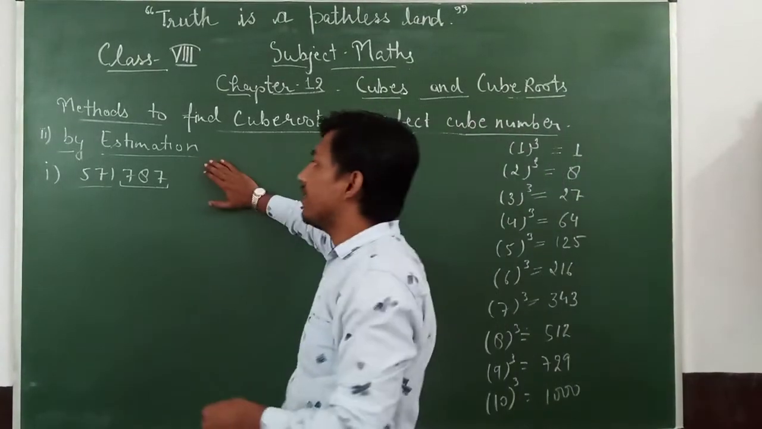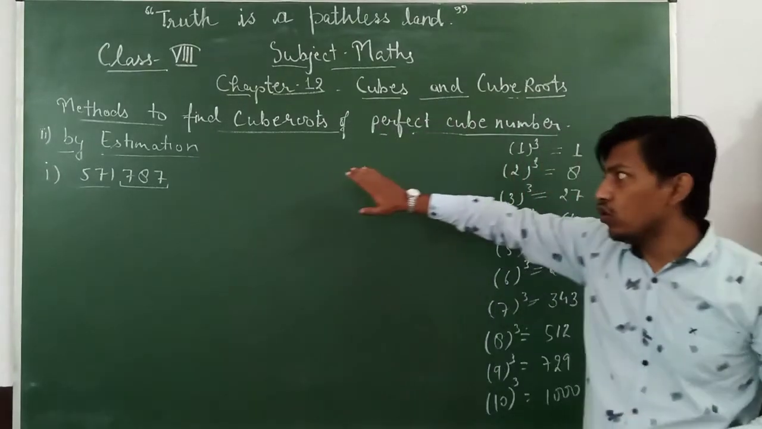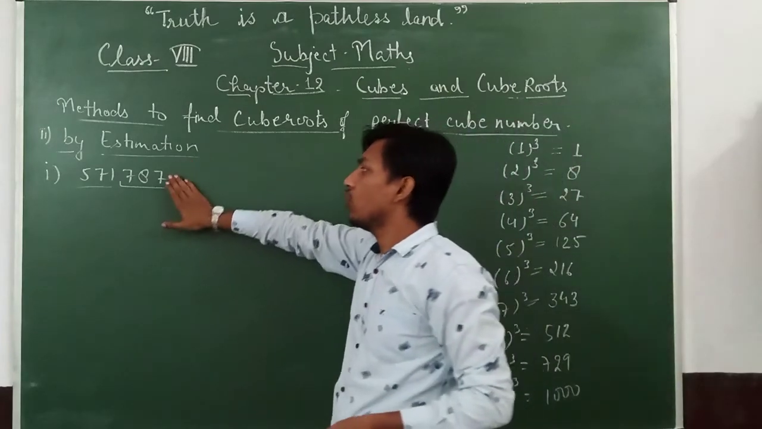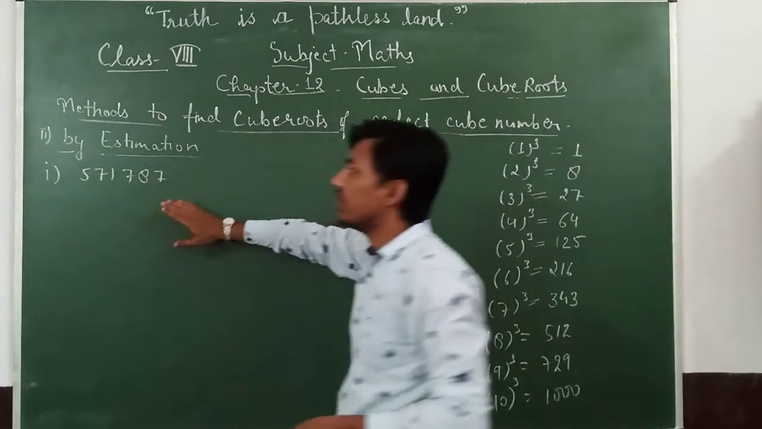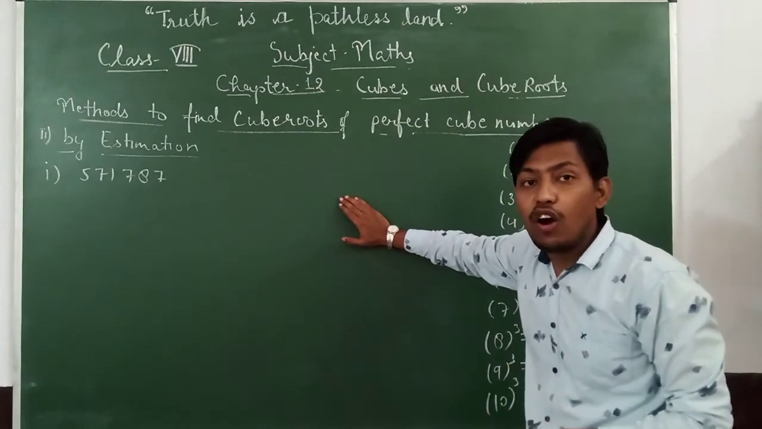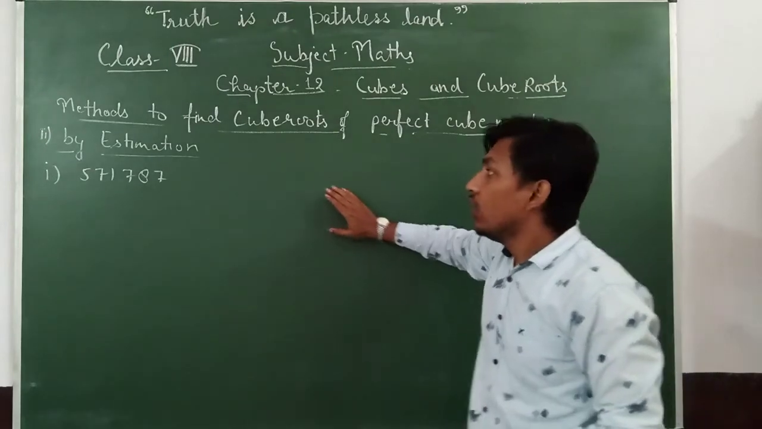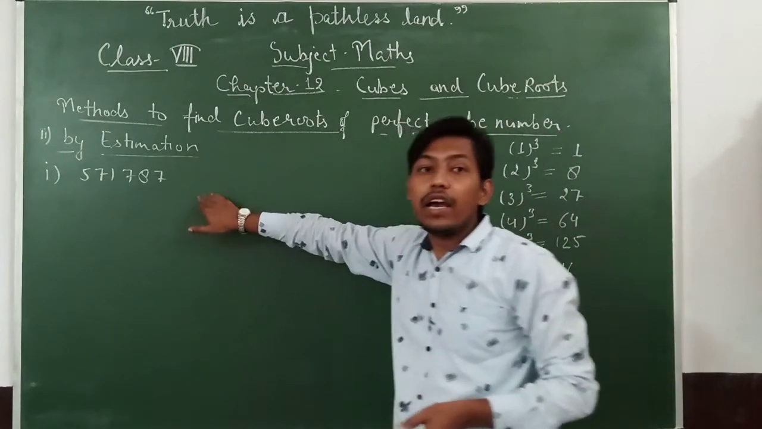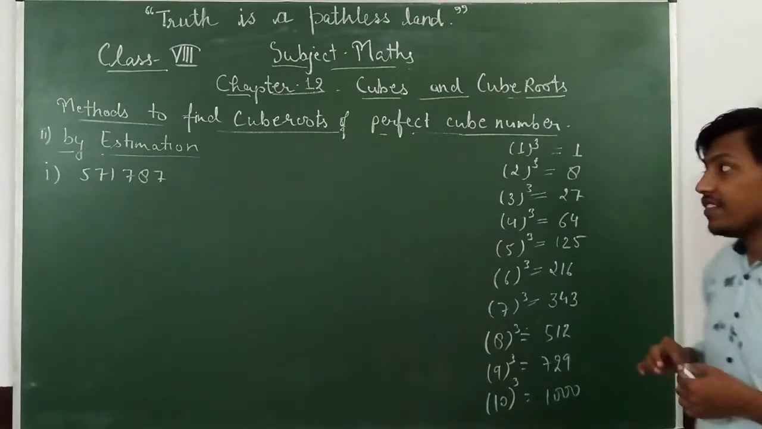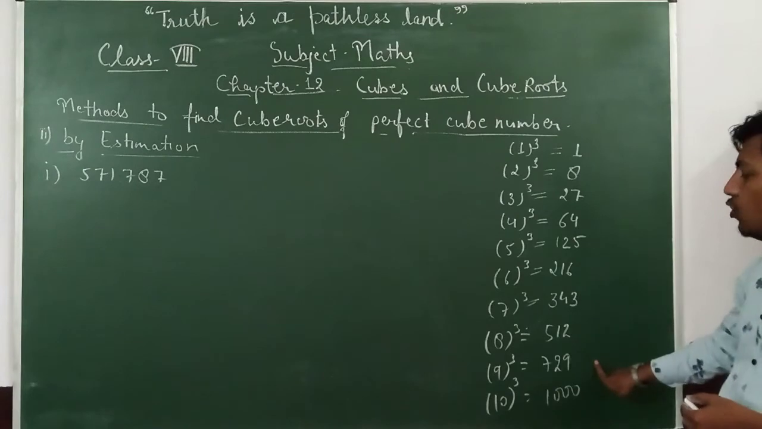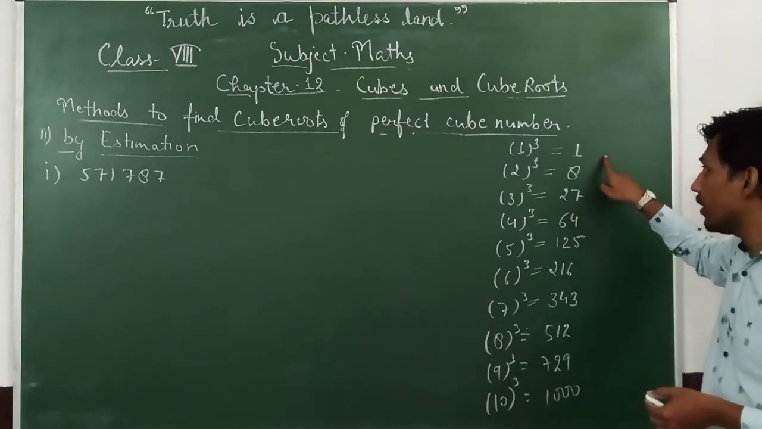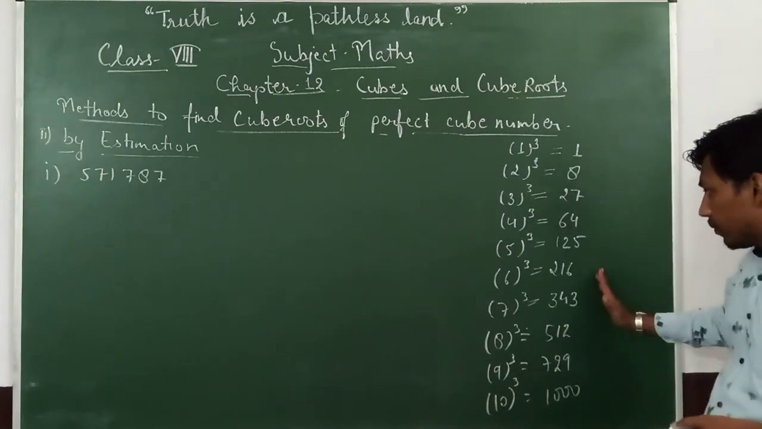The second process is by estimation. How can we find the cube root of any number by estimation? It is a very easy process. We first observe the unit digit of the given number, and to do the estimation process you have to learn the cubes 1 to 10. It is very necessary that you learn the cubes 1 to 10, or you can write them in your copy.